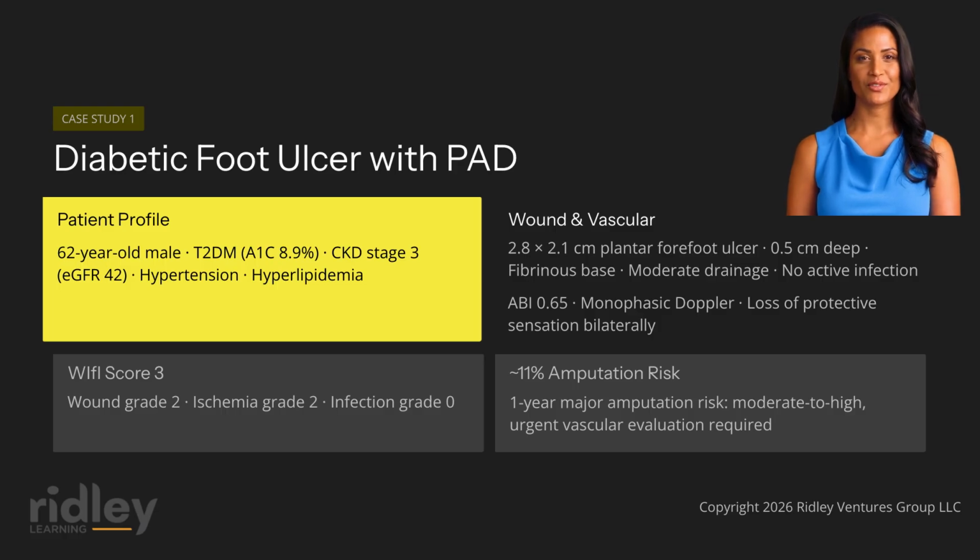The composite WIfI score of 3 indicates an estimated 1-year major amputation risk of approximately 11%, classifying this as a moderate to high-risk presentation requiring urgent vascular evaluation. The ABI of 0.65 falls squarely within the range indicating significant peripheral artery disease that's likely to impact wound healing potential.